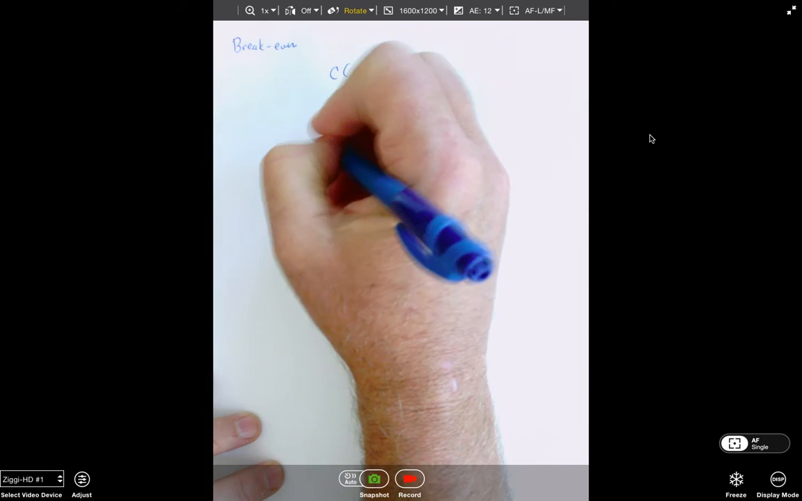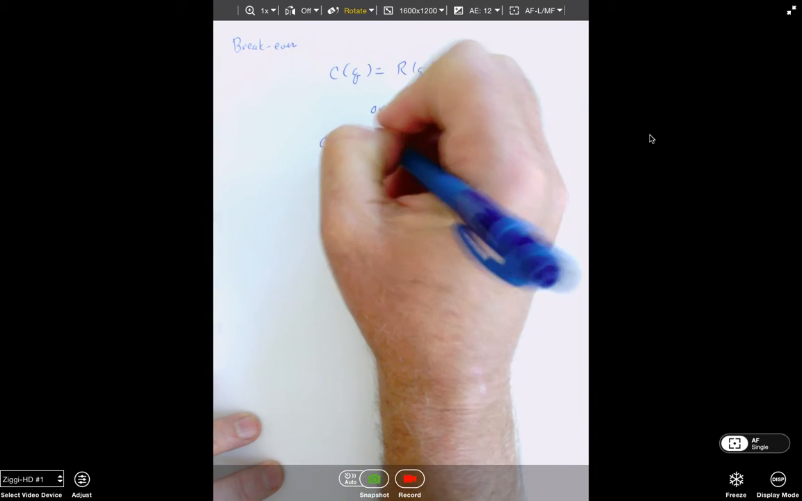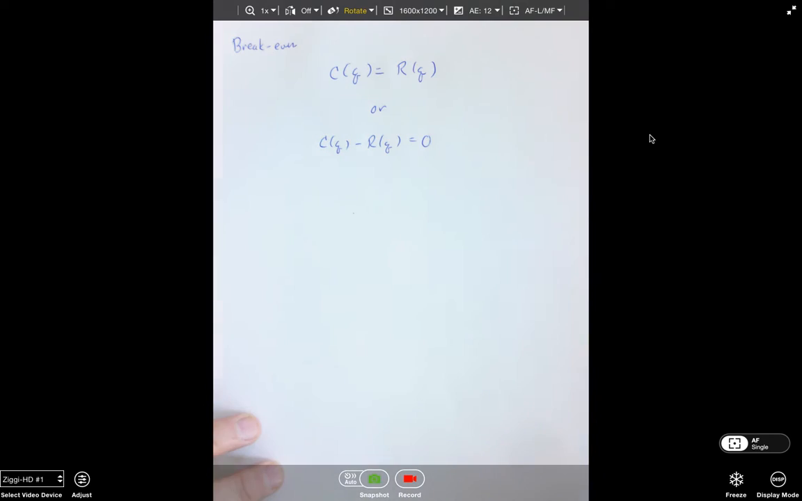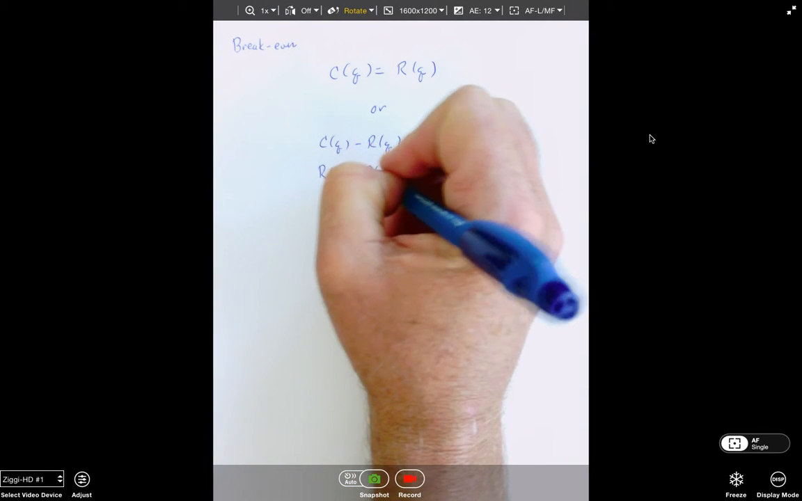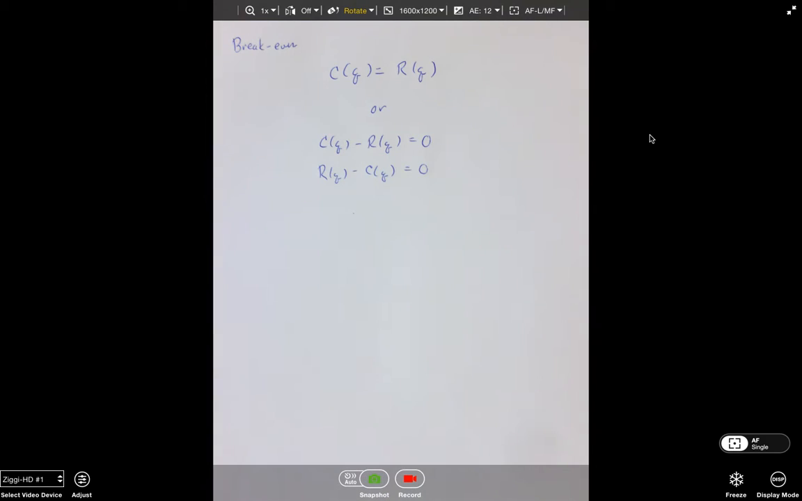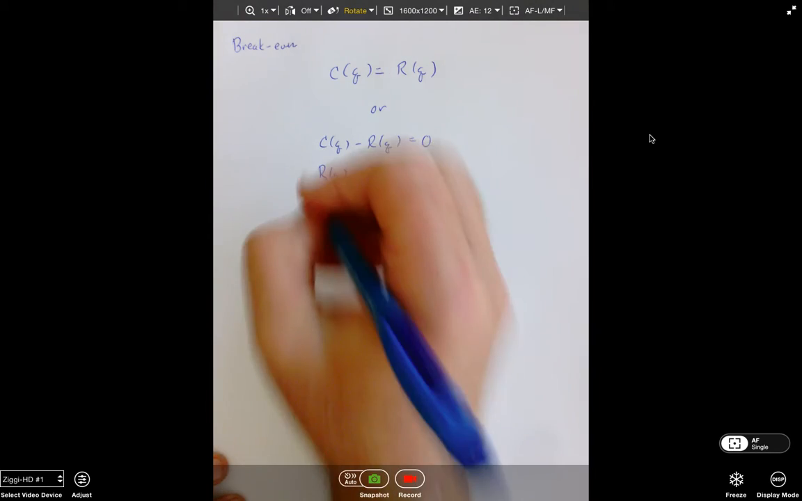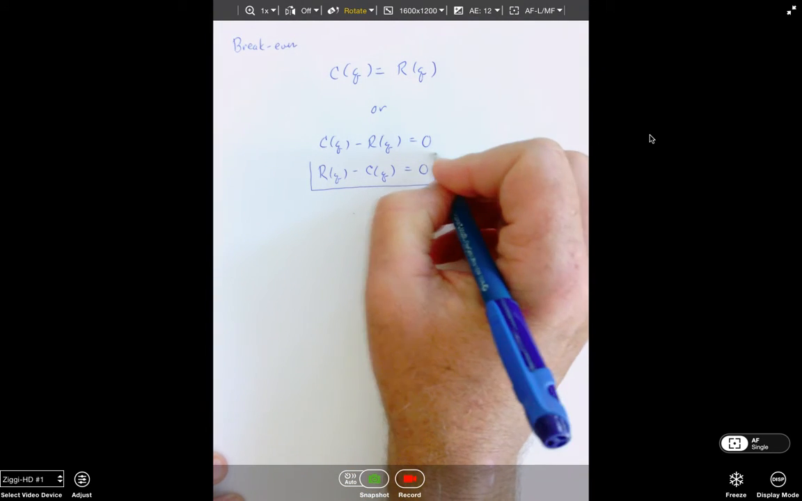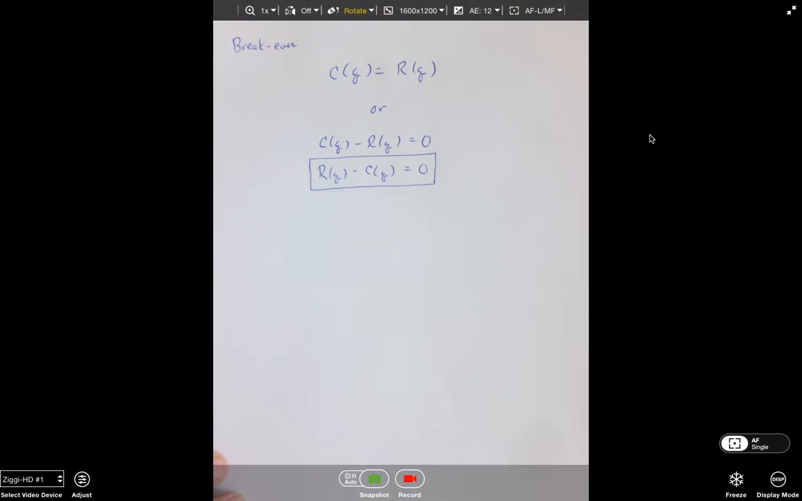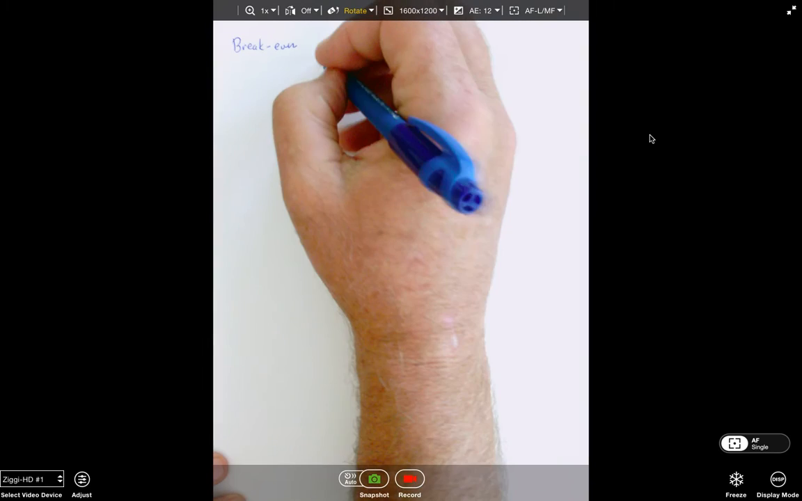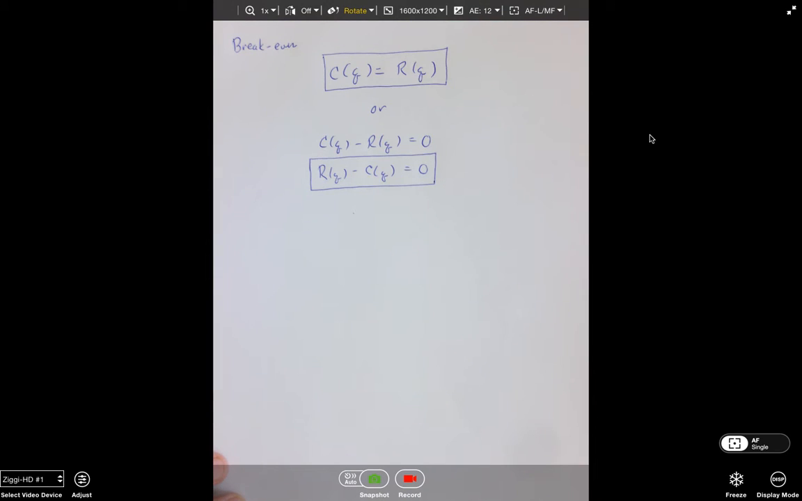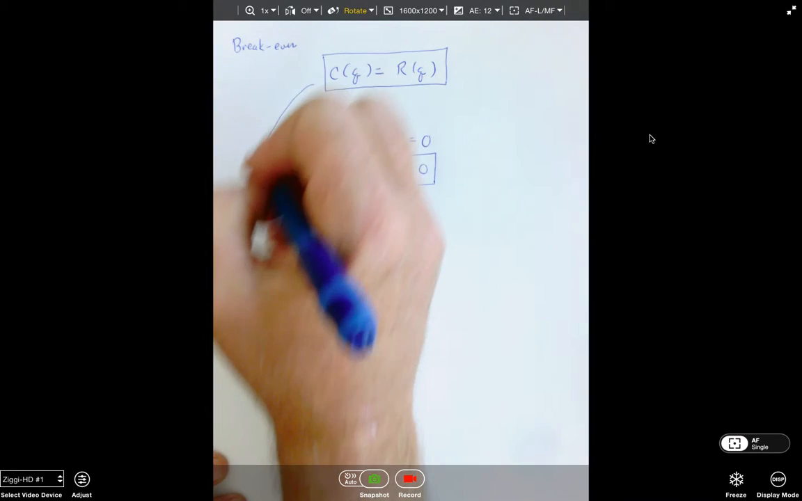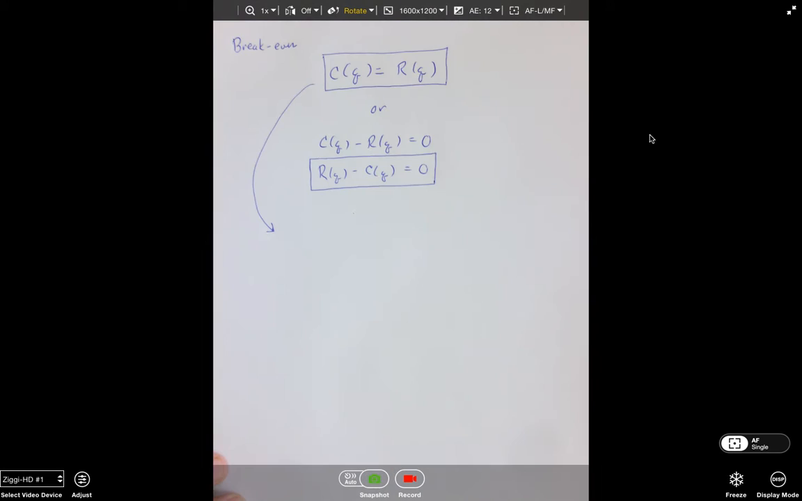Or it's where your cost minus your revenue is equal to 0, which is equivalent to the revenue minus the cost being equal to 0. We typically work with this one because when we open a business, we hope that our revenue is going to be more than our cost so we can make money. But this is another form that is perfectly equivalent and okay to work with. So I'm going to demonstrate this problem with this form.